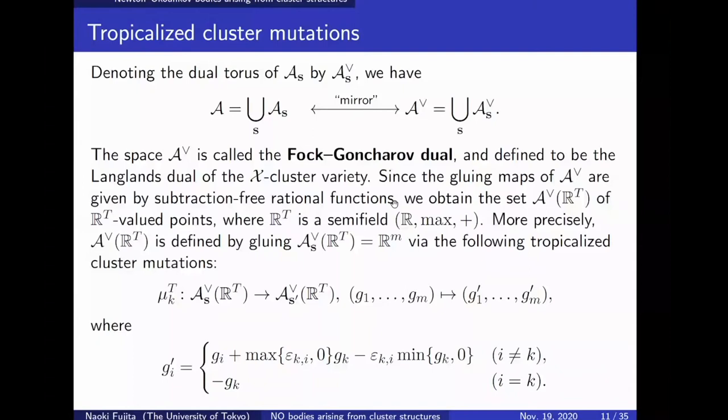We can tropicalize the cluster varieties. So, by tropicalizing the Fock-Goncharov dual, we obtain the set of R^Z-valued points, A^∨(R^T). Strictly speaking, this set is given by gluing the tropicalization of each torus by this explicit piecewise linear map called tropicalized cluster mutation. Here, the tropicalization of a torus is the Euclidean space. So, the tropicalization A^∨(R^T) is given by gluing such Euclidean spaces along the tropicalized cluster mutation mu_k^T.